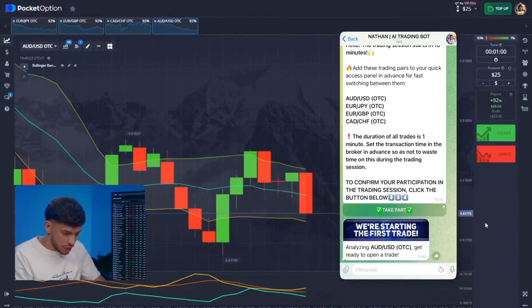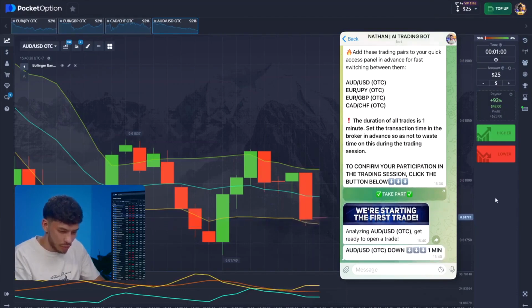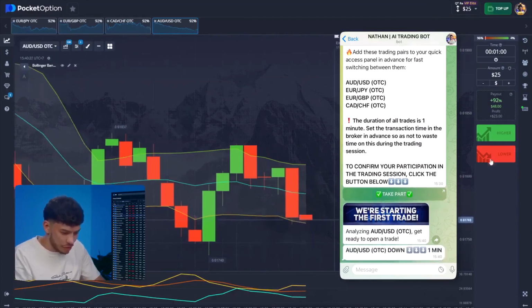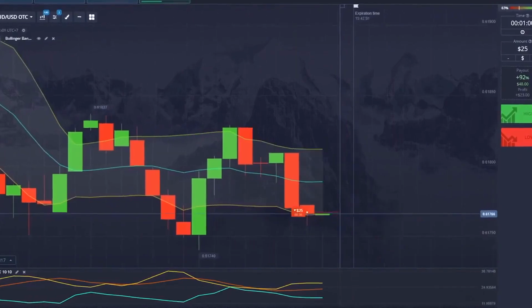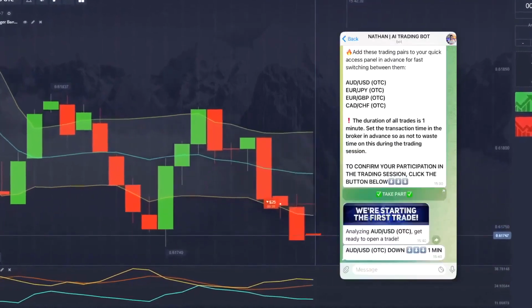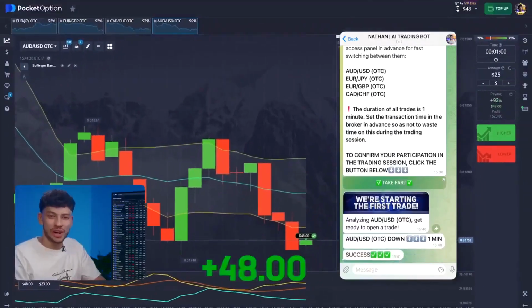First up, we've got Australia and the US. They're trending down at the moment. I'm expecting them to hit their support, and with the Bollinger Bands expanding, it confirms the movement. Everything's aligning. It's all on point. Great start.